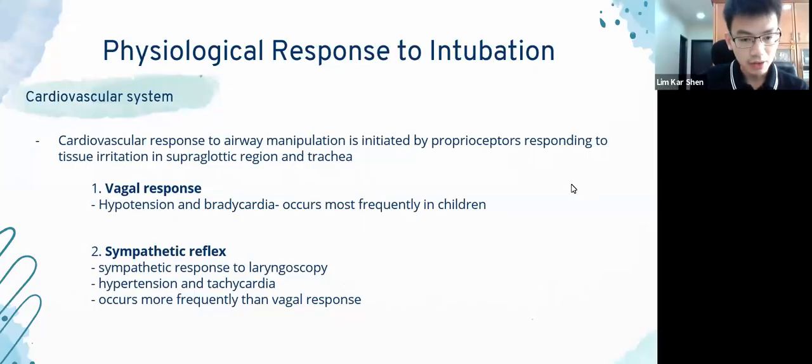Hypertension and tachycardia occur more frequently in adults due to their sympathetic response to laryngoscopy.